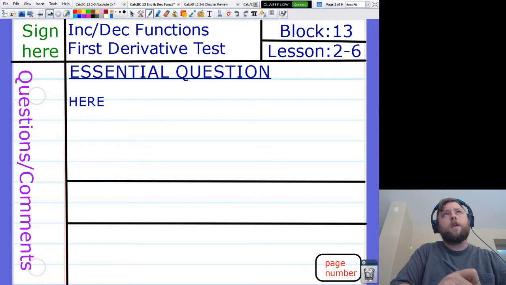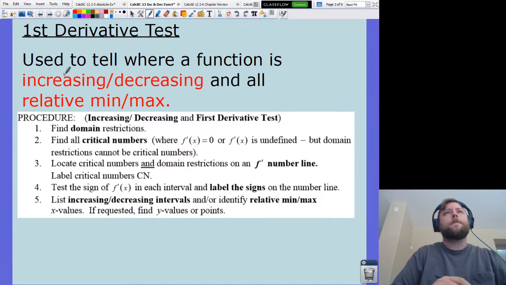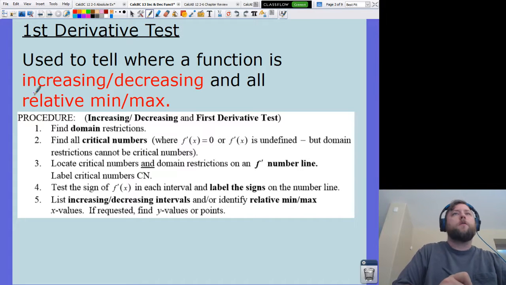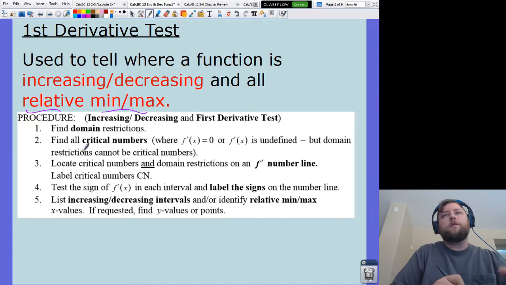Let's begin. So, first derivative test. We use this when we want to figure out where a function is increasing or decreasing and to figure out relative mins and maxes. So we've got this procedure for this, and I'll summarize it.